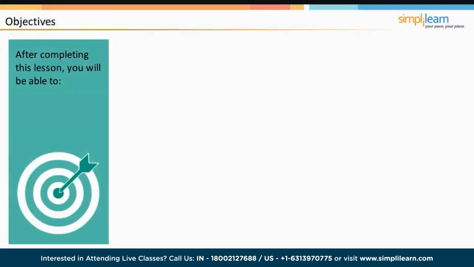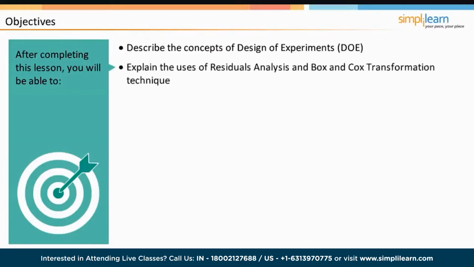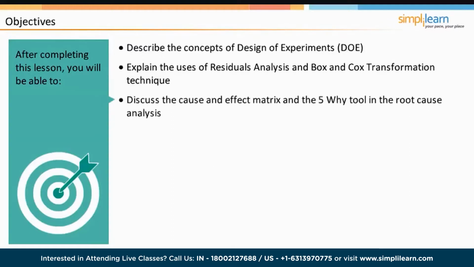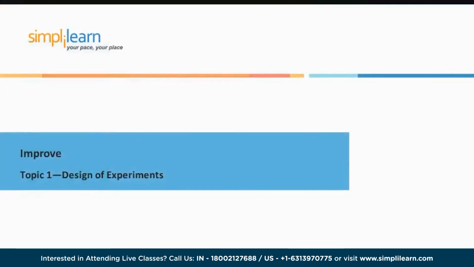After completing this lesson, you will be able to describe the concepts of design of experiments, DOE, explain the uses of residuals analysis and Box and Cox transformation technique, discuss the cause and effect matrix and the 5 Why tool in root cause analysis, explain the Lean and Kaizen techniques. Let us proceed to the first topic of this lesson in the following screen.